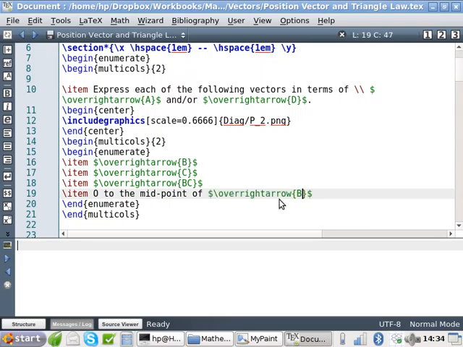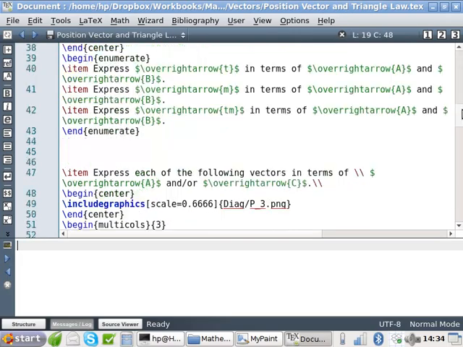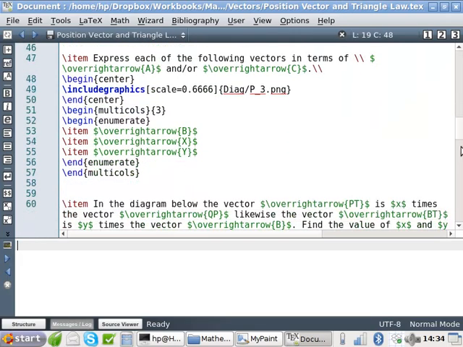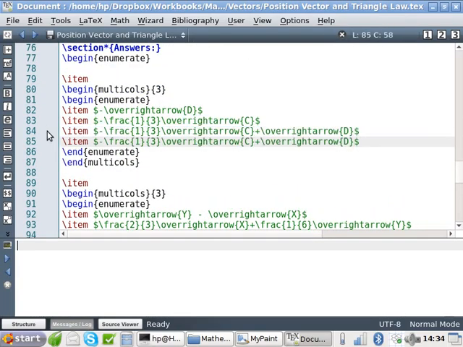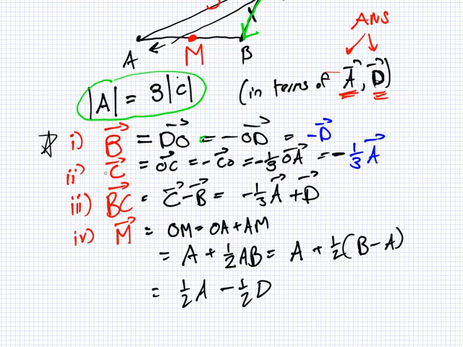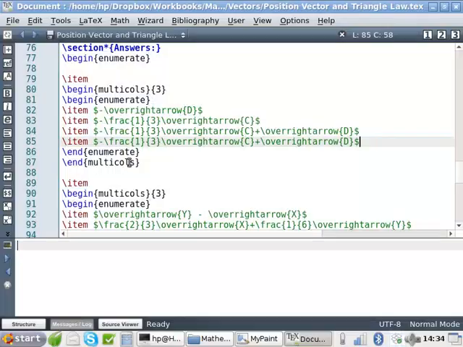Midpoint of AB, isn't that what I said? Okay, let me just type down the answer. Do you agree with my answer or not? I don't know the answer completely. Okay, here's my answer: a half A minus a half D. Let me just write it in here.